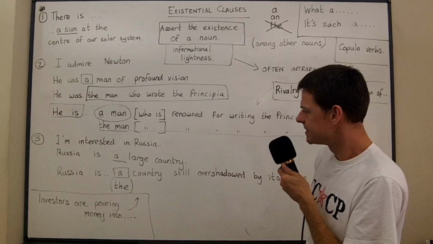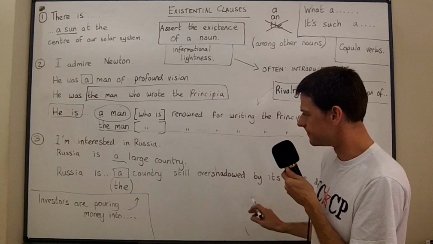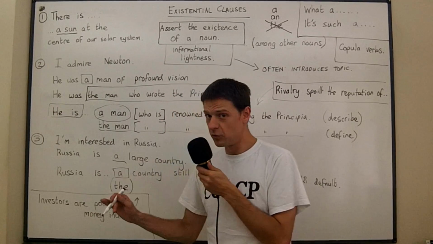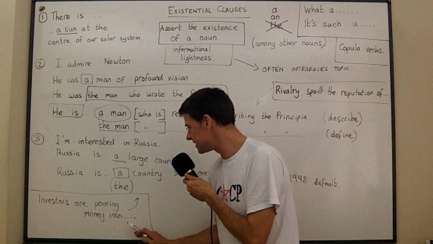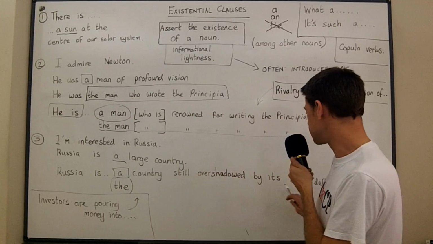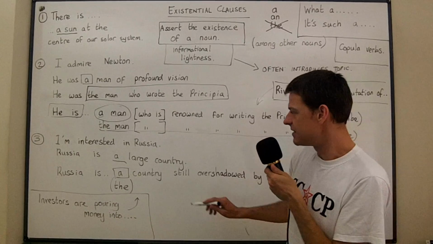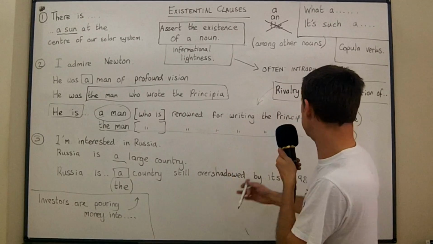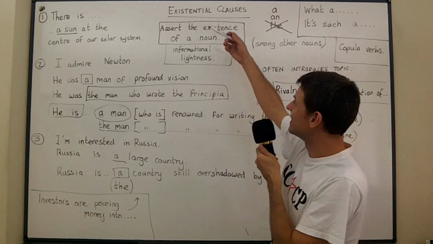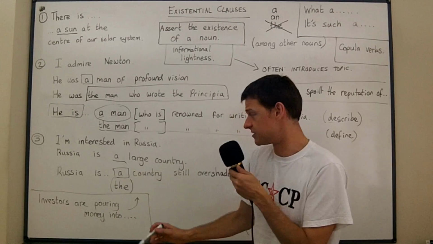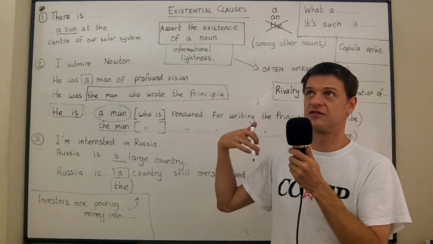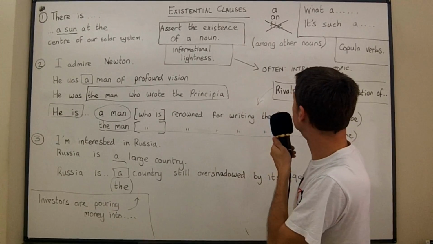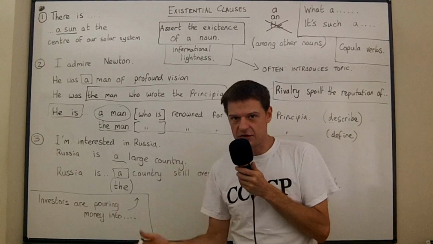And I want to quickly add that in the article I took this sentence from, it wasn't actually Russia is. It was investors are pouring money into. It was from the Wall Street Journal, and it was investors are pouring money into a country still overshadowed by its 1998 default. And it really must be a. It sounds much better than the. And it's because we're giving a description here, not a definition. And it's an existential clause, really, in my opinion. As soon as you have that a used in the sense of asserting the existence of something, then it's an existential clause. So, I hope that hasn't confused you more.